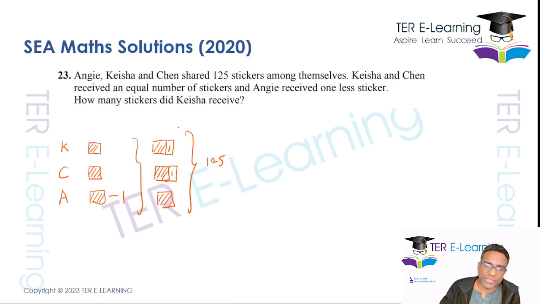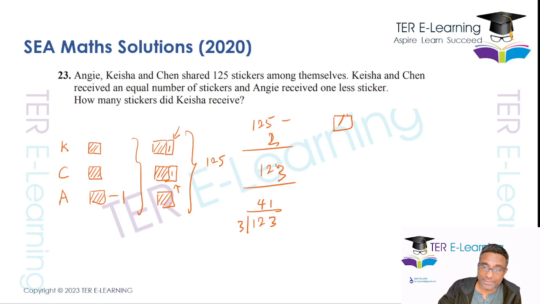So what we can do is remove that excess from the 125. So 125 minus 2, because you're removing those 2 from the 125, and you're going to get 123. Now, to get one box, all we need to do is take 123 and divide that by 3. So 4 3s are 12, and 1 3 is 3. Therefore, each one of these boxes actually represents 41.